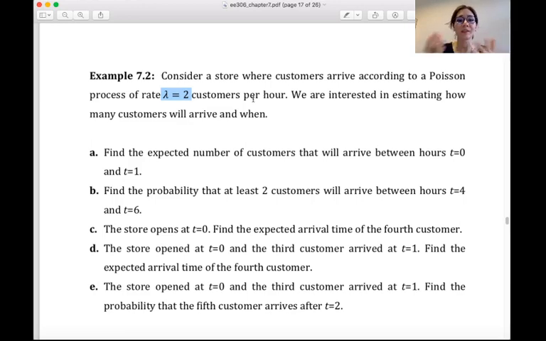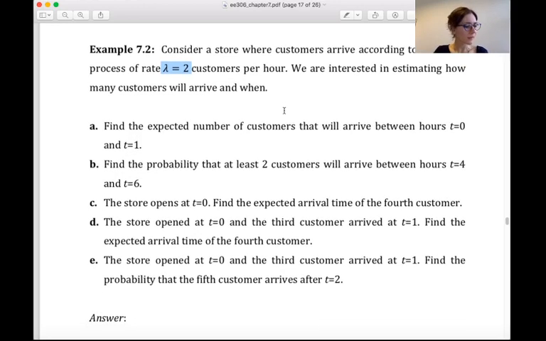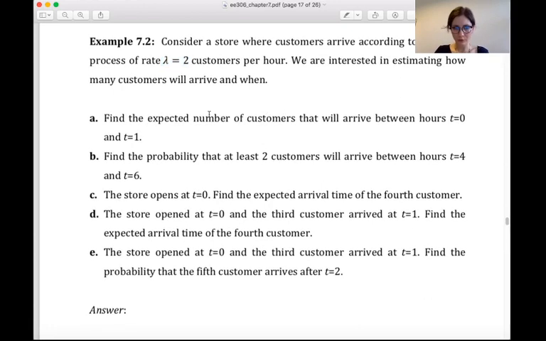Of course, things are random. Maybe I won't have any customers at all. Maybe I will have 5 of them. But this tells me the expected number of customers. And we are interested in estimating how many customers we are likely to have and when they will arrive and so on. So let's begin with this first question: let's find the expected number of customers that will arrive between hours t equals 0 and t equals 1.